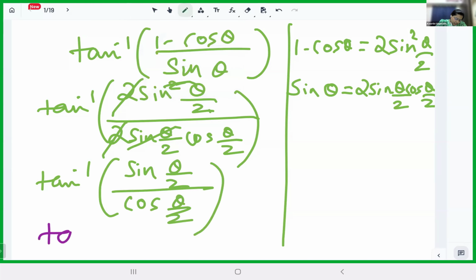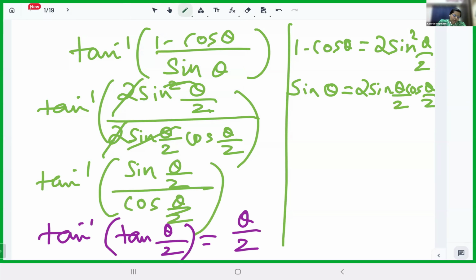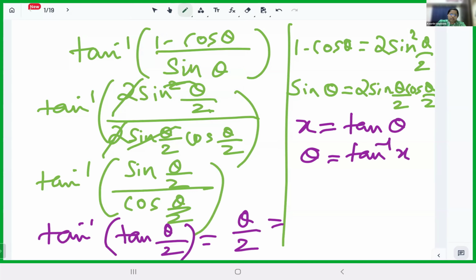What is that? Tan inverse of tan theta by 2. Again, by using the property of inverse, we can write this as theta by 2. And what was theta? We put x is equal to tan theta, so theta is equal to tan inverse x. So in terms of x, we can write this as tan inverse x by 2. Is that clear to you? So this is the simplest form of the question: tan inverse of x by 2.